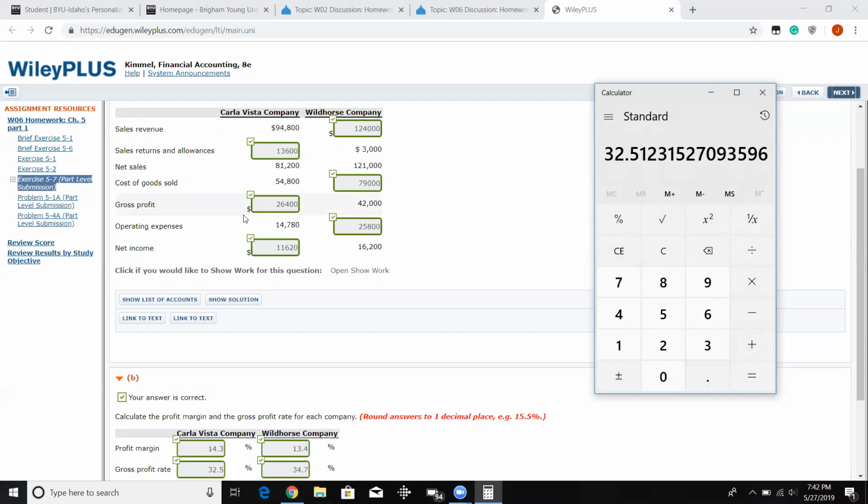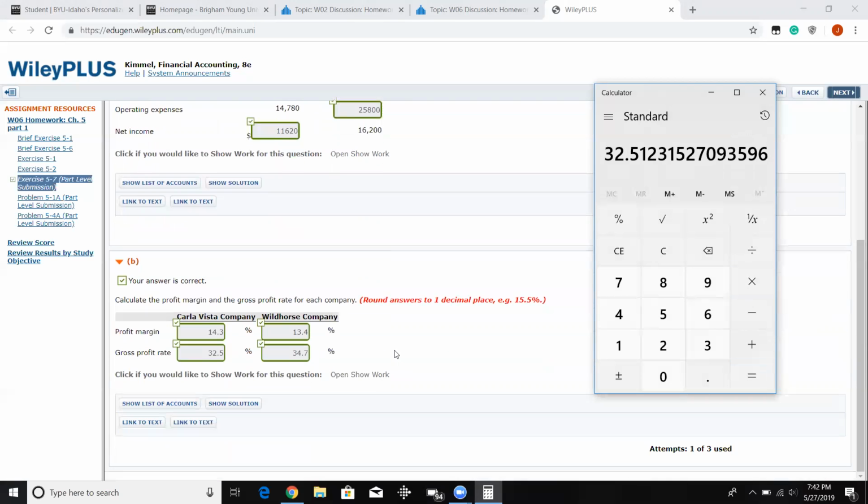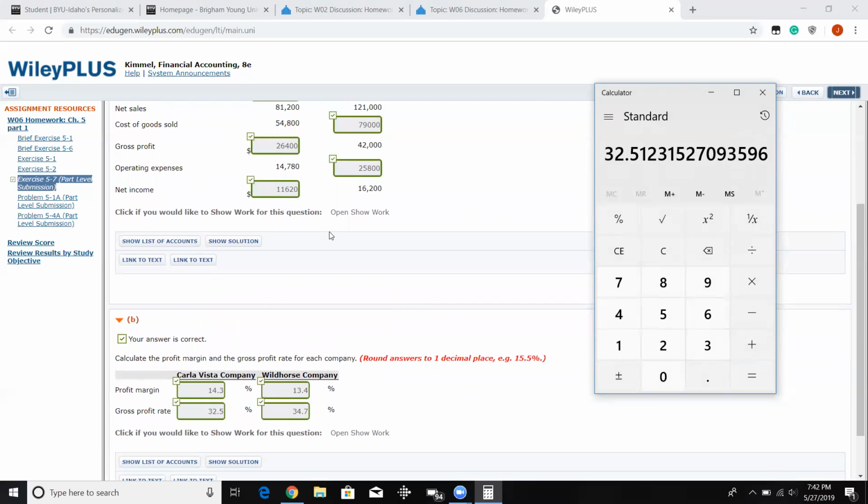Just as a reminder, gross profit rate is gross profit divided by net sales, then multiply that number by 100, and that'll give us our percentage. Then for the Wild Horse Company, we're going to take their gross profit of 42,000 and divide that by 121,000 and multiply by 100, and we're going to get 34.7%.